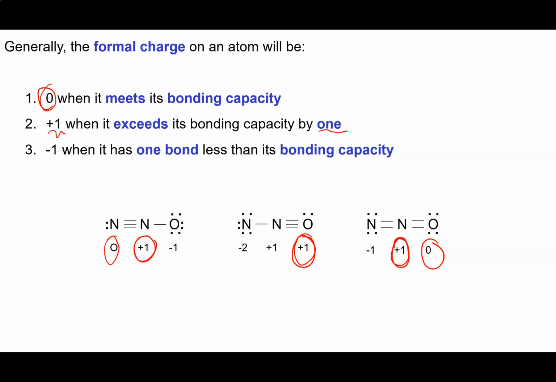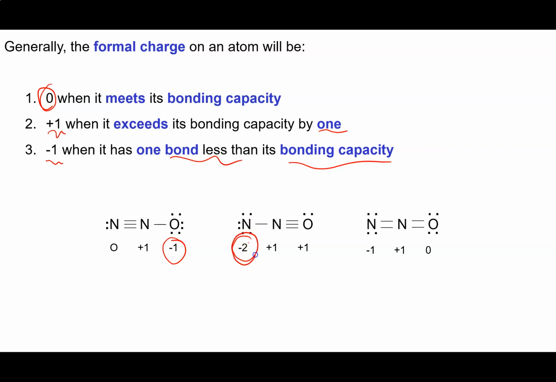Now, when you go under the bonding capacity, you go -1 for every bond less than the bonding capacity. So let's have a look at some examples here. This oxygen atom, oxygen likes to form 2 bonds. This guy is only forming 1 bond. It's 1 under, formal charge -1. This nitrogen atom on the end here, nitrogen likes to form 3 bonds, but this guy is only forming 1. It's 2 under, formal charge -2. This nitrogen here, nitrogen likes to form 3 bonds, but this guy is only forming 2. It's 1 under, -1. So that's kind of how it all works.